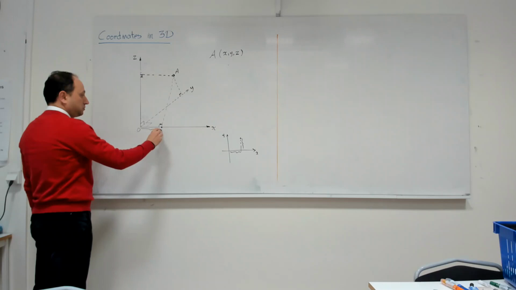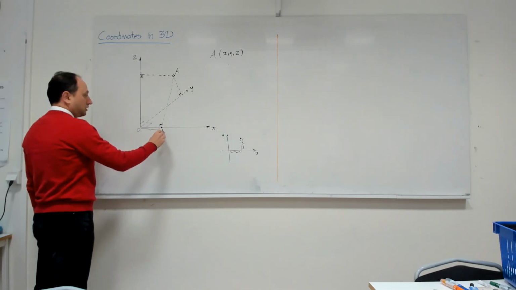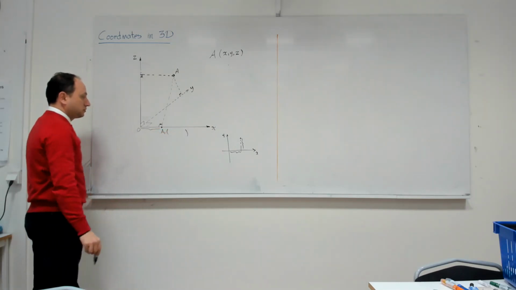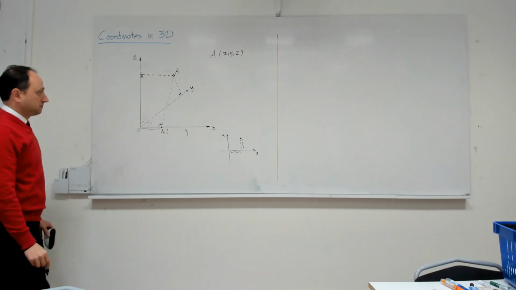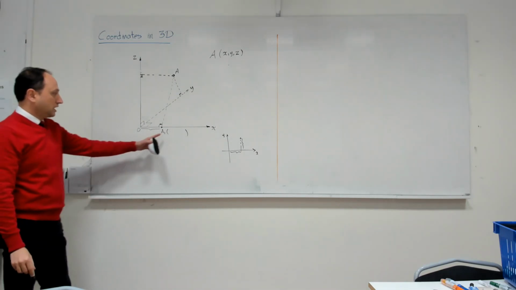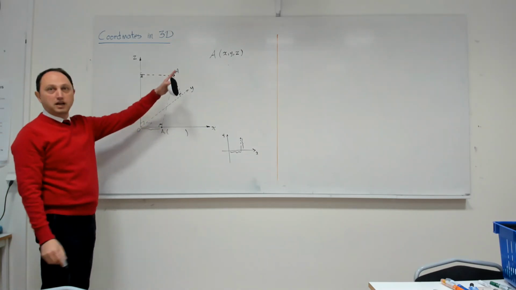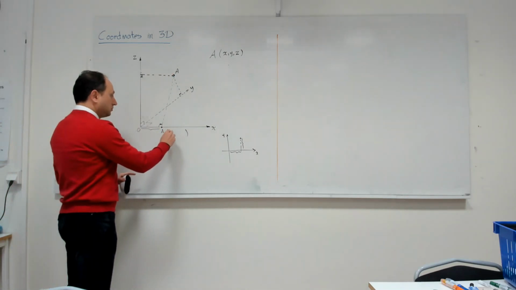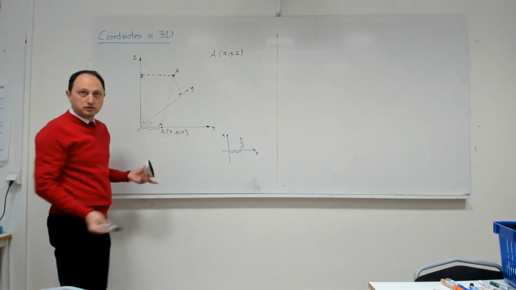Let me call it, for example, A1. What are the coordinates of this point? X, 0, 0. Yes, exactly. The x coordinate of this point is exactly the x coordinate of that one, but the y and z coordinates are 0. It's very simple.